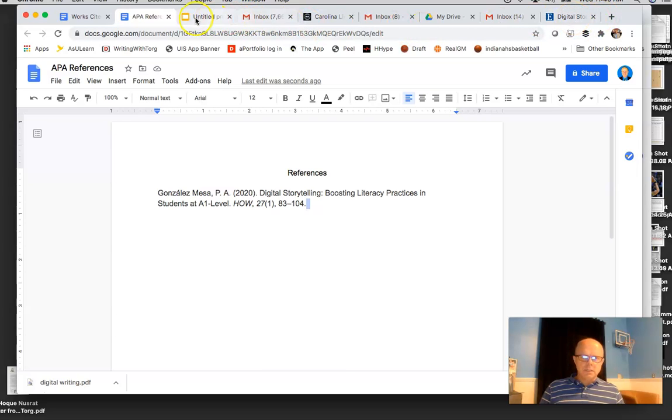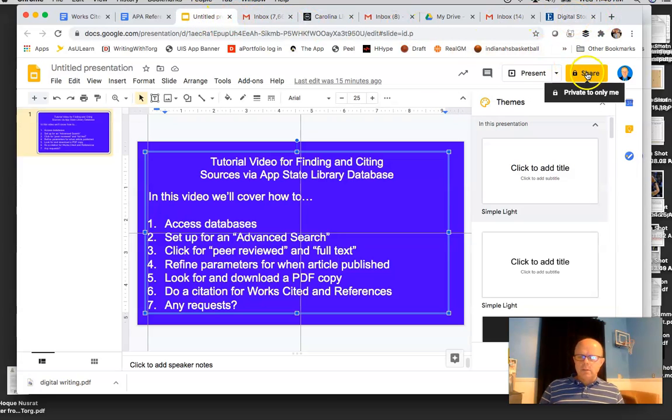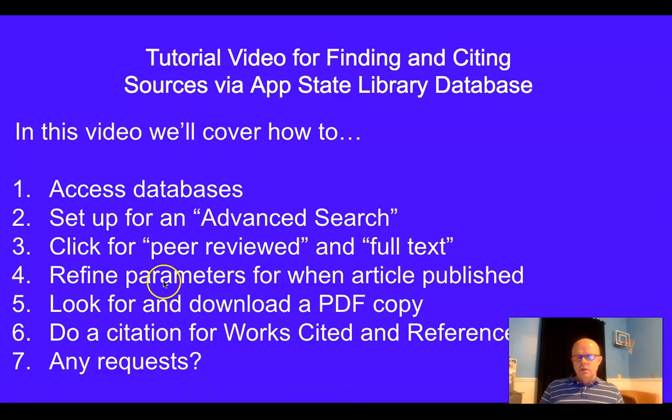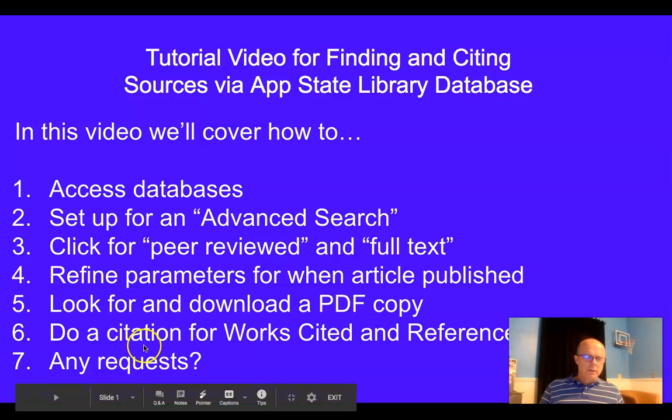Let's go back to see our to-do list. So we accessed databases. We set up for an advanced search. We clicked for peer-reviewed and full text. We refined for parameters of when the article was published. We downloaded a PDF copy, which I could email, print out, etc. I did a works cited and references citation.